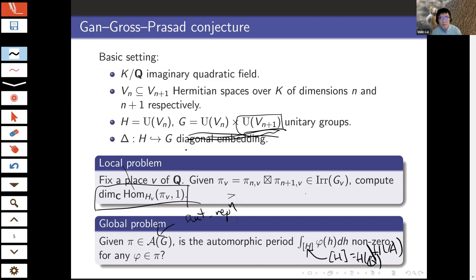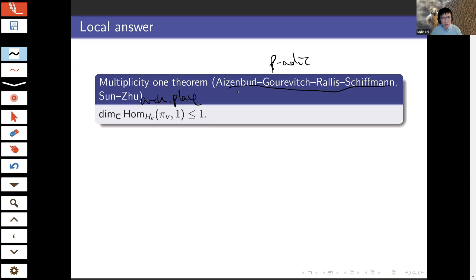So the multiplicity one of Eisenberg is for the unitary groups. They did many groups around the same time. This is their paper from maybe 2004. And yes, Eisenberg and Gurevich did the Archimedean place for the GLN, but Sun and Zhu did it for the unitary groups. I got my history right.